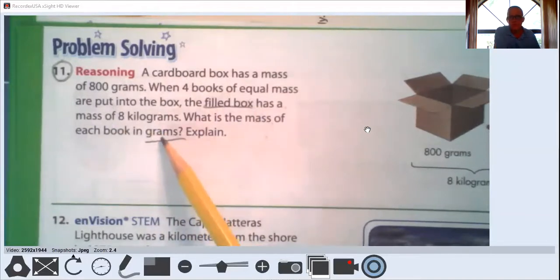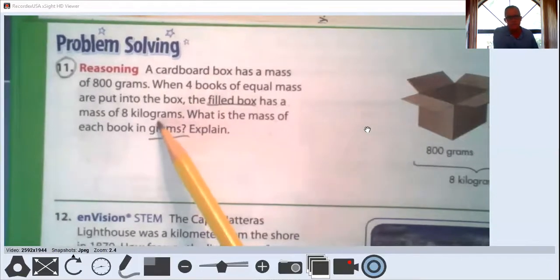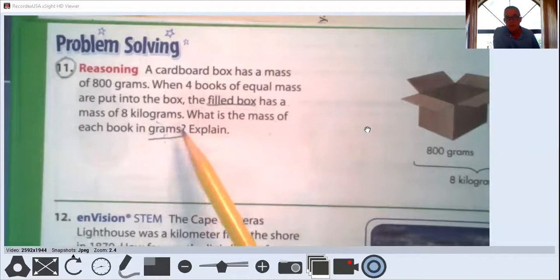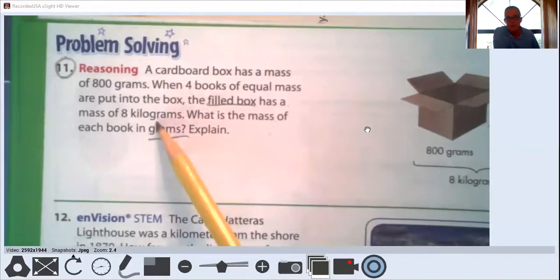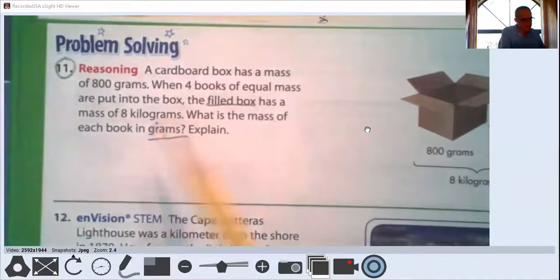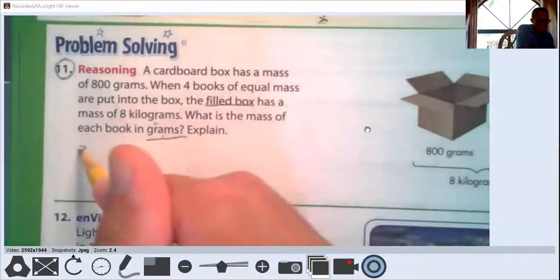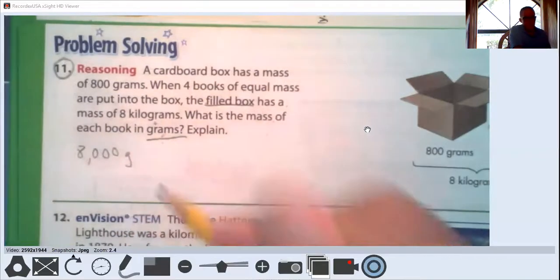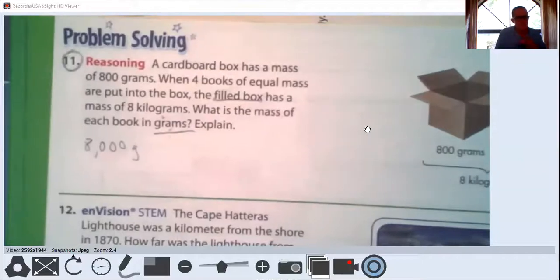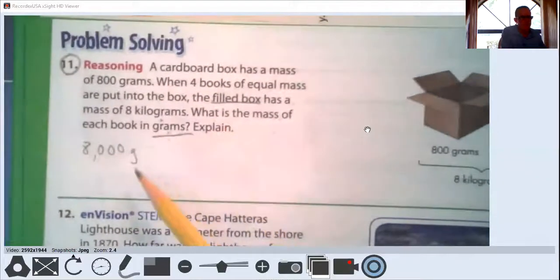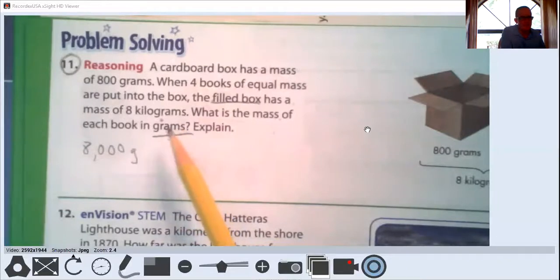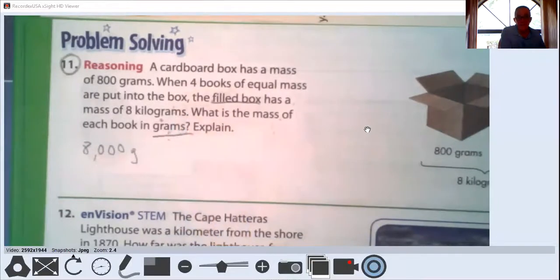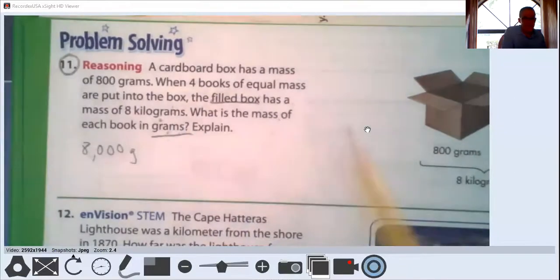So we're going to have to do some conversion here, aren't we? From kilograms to grams. So how many grams are in 8 kilograms? 8 times 1,000 grams, because we know there are 1,000 grams in a kilogram, is 8,000 grams. So we know that when the box is full, it is 8,000 grams, because 8 kilograms equals 8,000 grams.